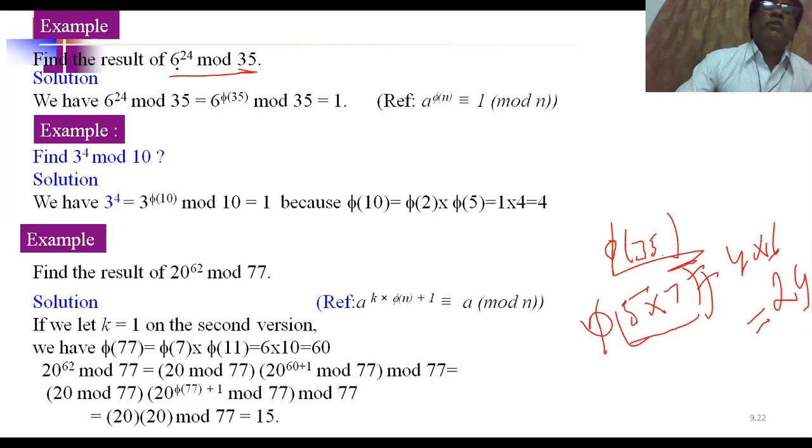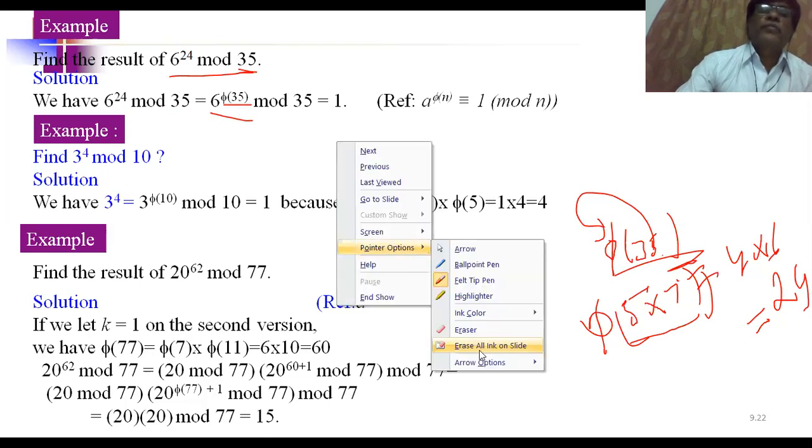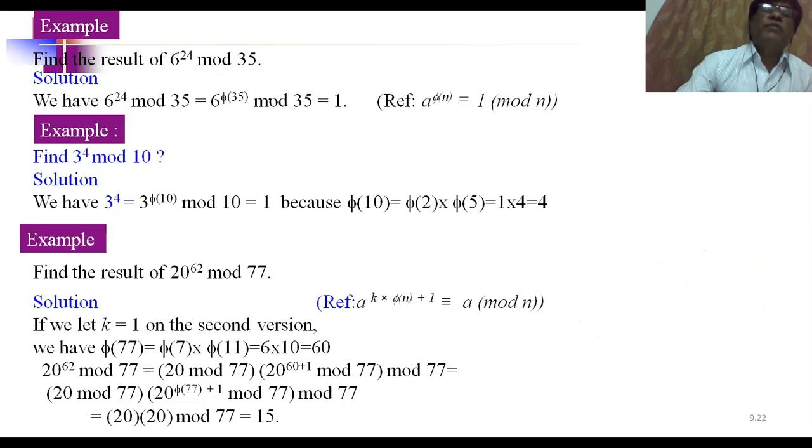So 6 power 24 mod 35 can be written as 6 power phi(35), since phi(35) is 24. That's why instead of 24, I am using phi(35). So 6 power phi(35) modulo 35. Here we have 35, and here phi(35), so it is congruent to 1.